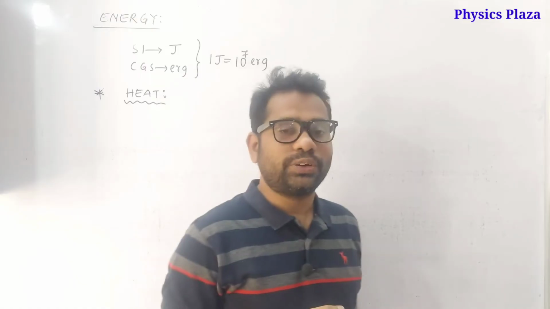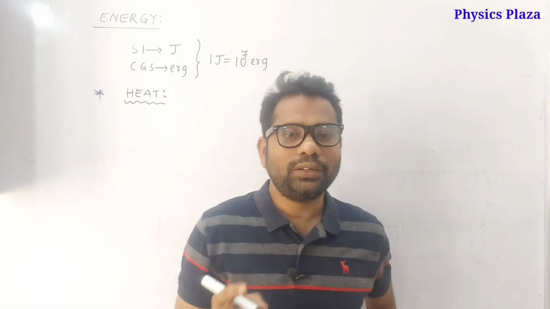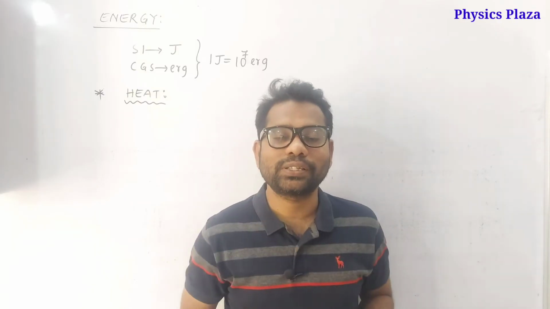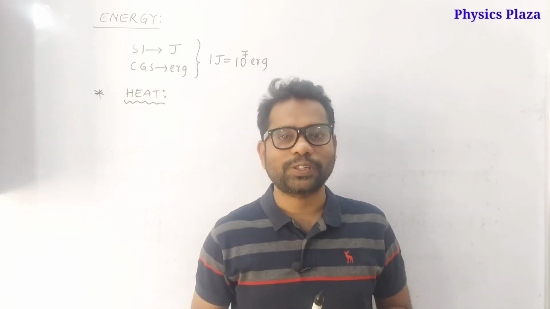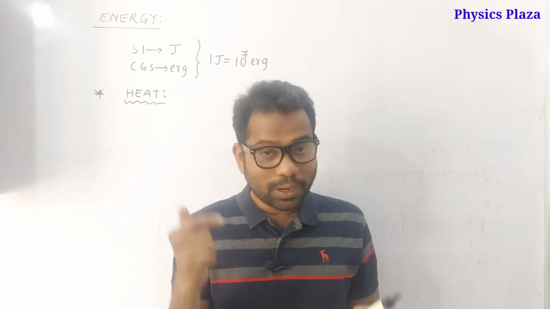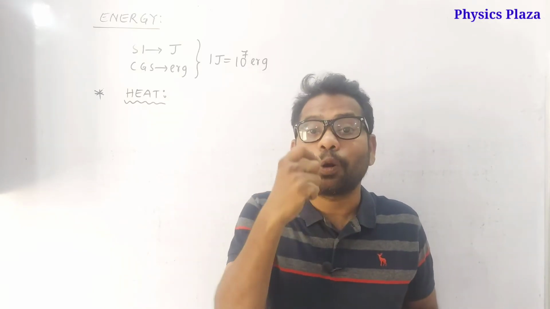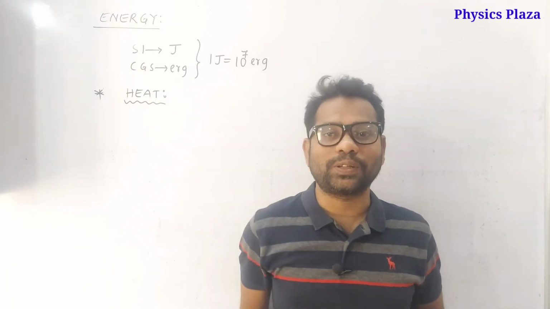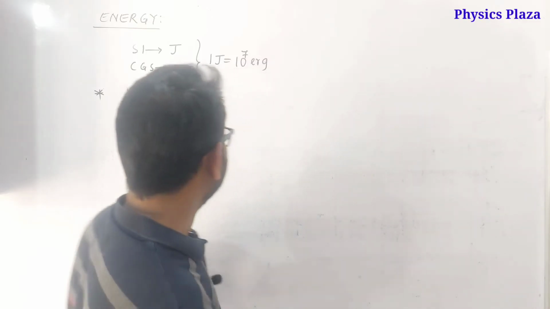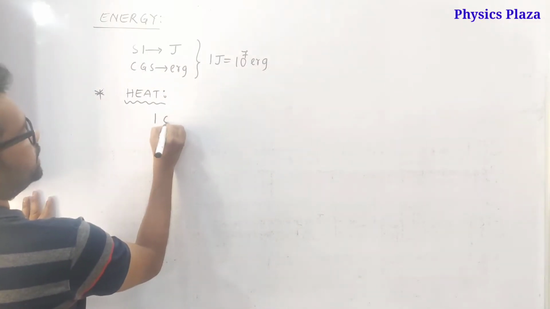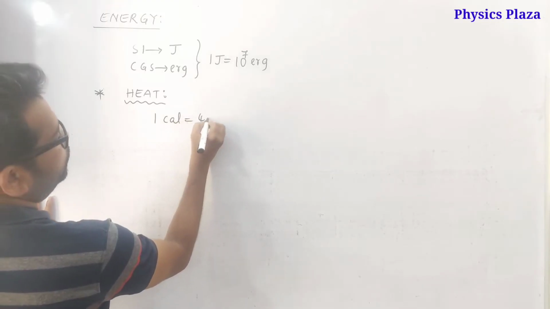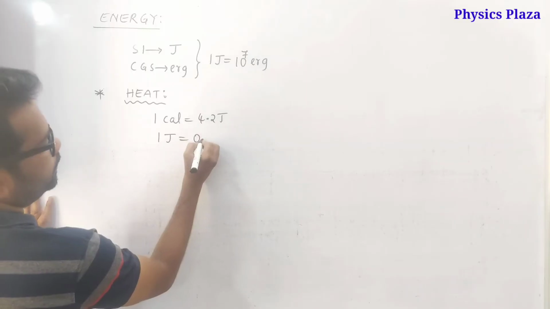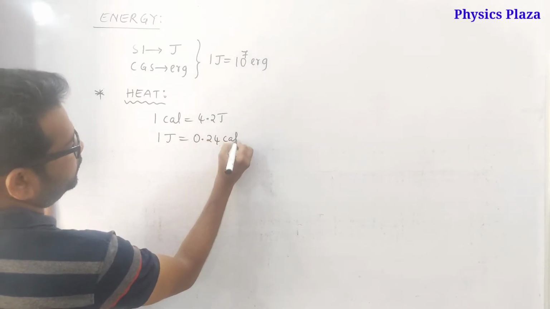Then in the exam they will ask you a question: how are calories related to the joule? Children, do you remember? It was learnt in 9th class. Just think and comment your answer. 1 calorie is equal to how many joules? It's very important. Or you can also comment 1 joule is equal to how many calories. Both are the same only. So here 1 calorie is equal to 4.2 joules, whereas 1 joule is equal to 0.24 calories.